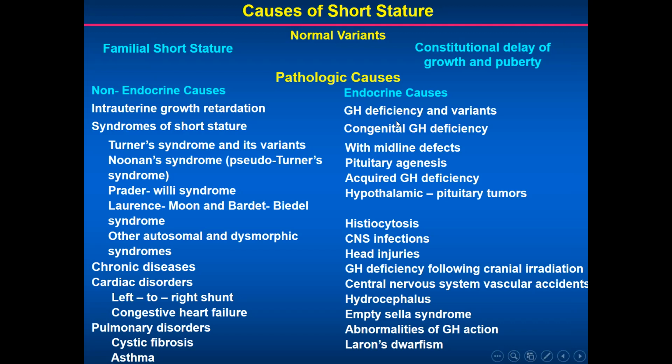They include the growth hormone deficiency and its variants, whether it is congenital growth hormone deficiency with midline defects, pituitary agenesis, or acquired growth hormone deficiency due to hypothalamic or pituitary tumors, histiocytosis, CNS infections, head injuries, growth hormone deficiency following cranial irradiation, central nervous system vascular accidents, hydrocephalus, empty sella syndrome, abnormalities of growth hormone action, Laron's dwarfism, which is a growth hormone insensitivity syndrome.